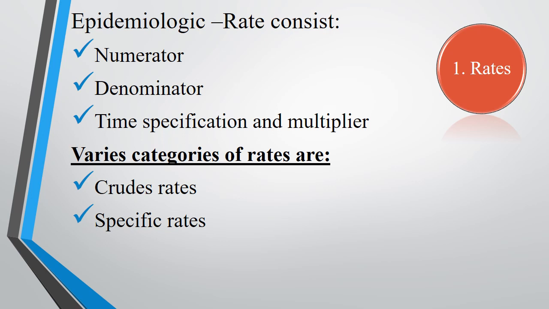Specific rates means, as I already told you, a death rate that may be only due to AIDS, how many persons died. So that is the difference between a crude rate and a specific rate.